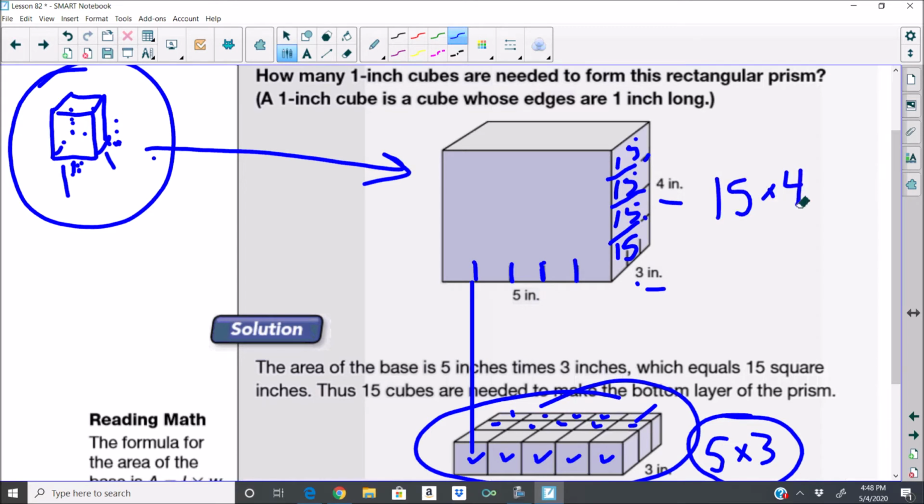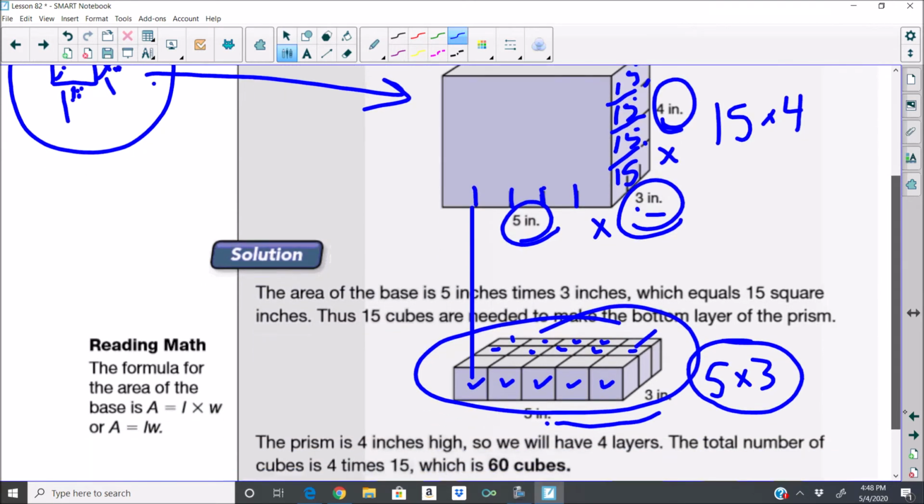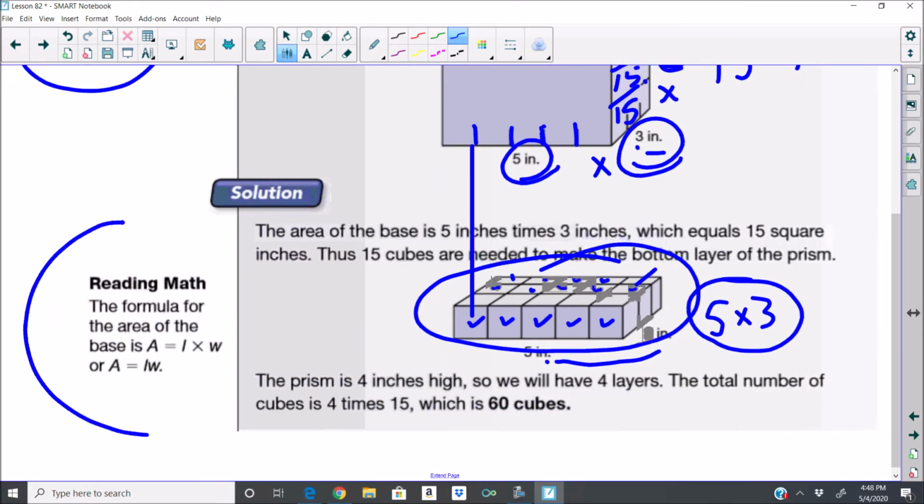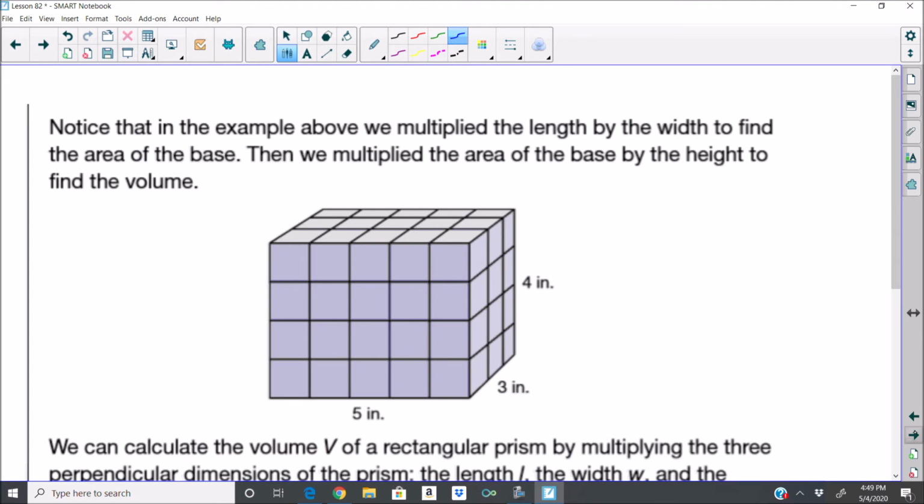So we have taken 5 times 3 times 4. That is the formula for finding area of a base. Oops, sorry. The formula for a 3D shape, a rectangle, would be length times width times height. I'm getting ahead of what they're telling us. But, oh, if we were in class, it'd be so much easier.